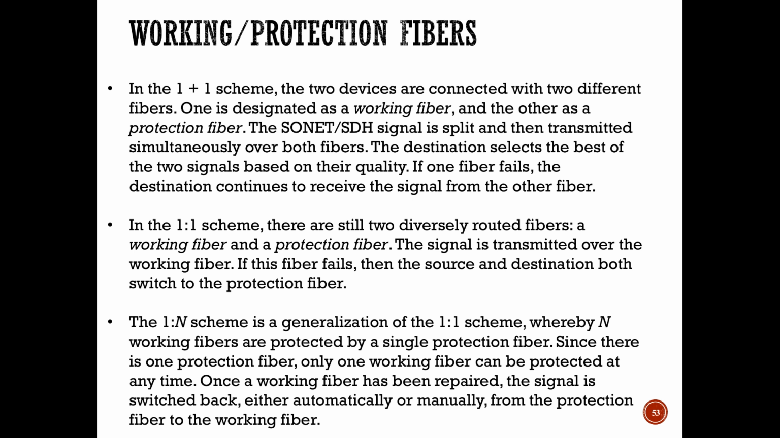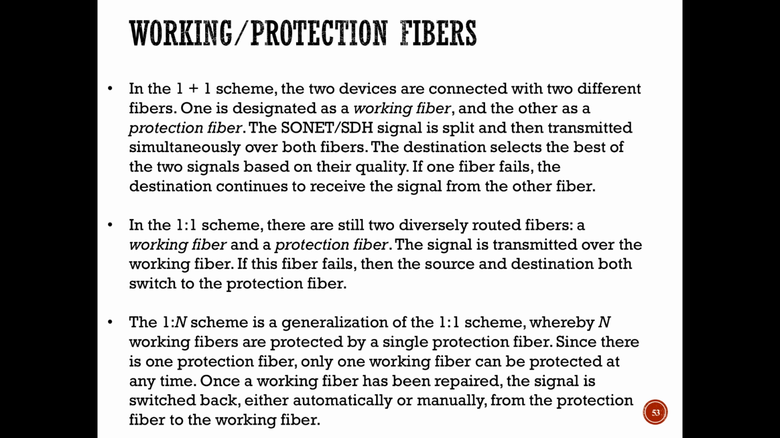One is designated as a working fiber, and the other as a protection fiber. The SONET/SDH signal is split and then transmitted simultaneously over both fibers. The destination selects the best of the two signals based on their quality. If one fiber fails, the destination continues to receive the signal from the other fiber.